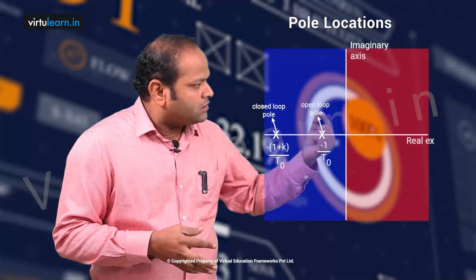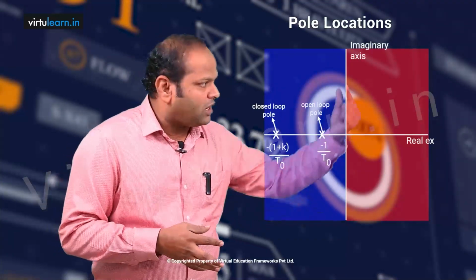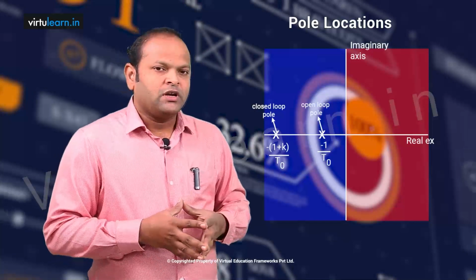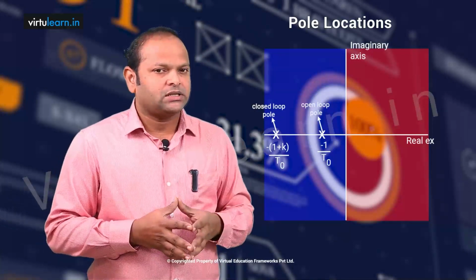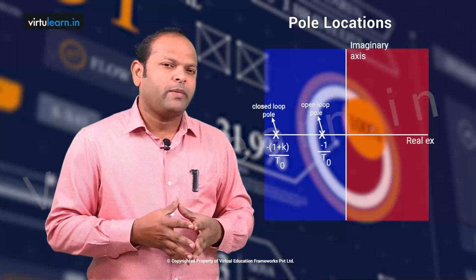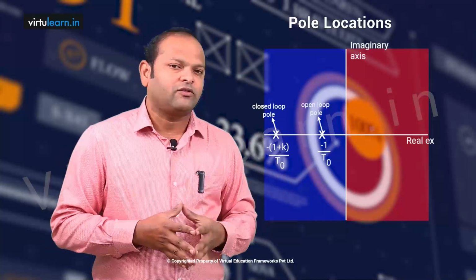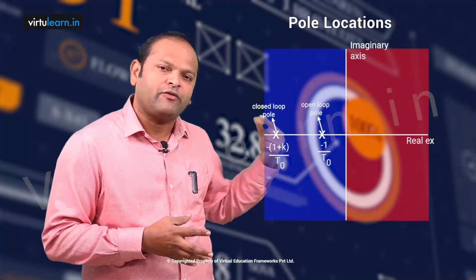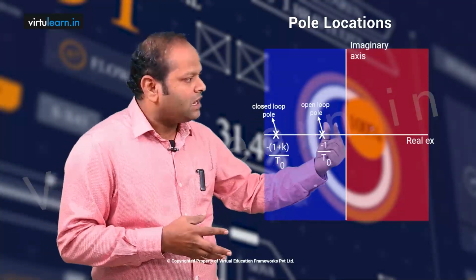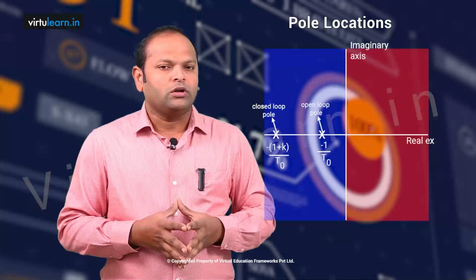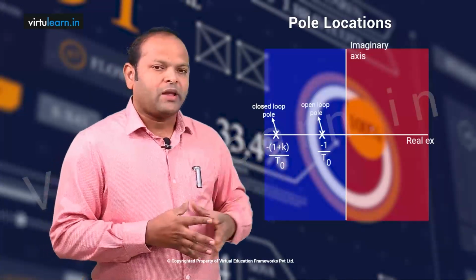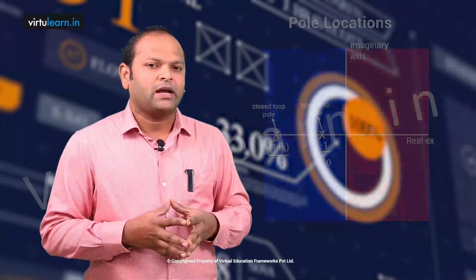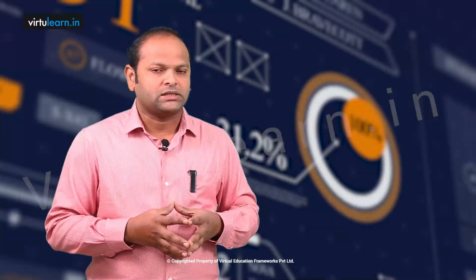So what does that mean? My open loop pole is nearer to the imaginary axis, and my closed loop pole is going away from the imaginary axis. Whenever you have a feedback system, whether it is unity feedback or any other feedback, you will always have a closed loop pole that is away from the imaginary axis, and away from the open loop pole. This way I can compare the time constant as well as the pole locations of my feedback system with the non-feedback system.